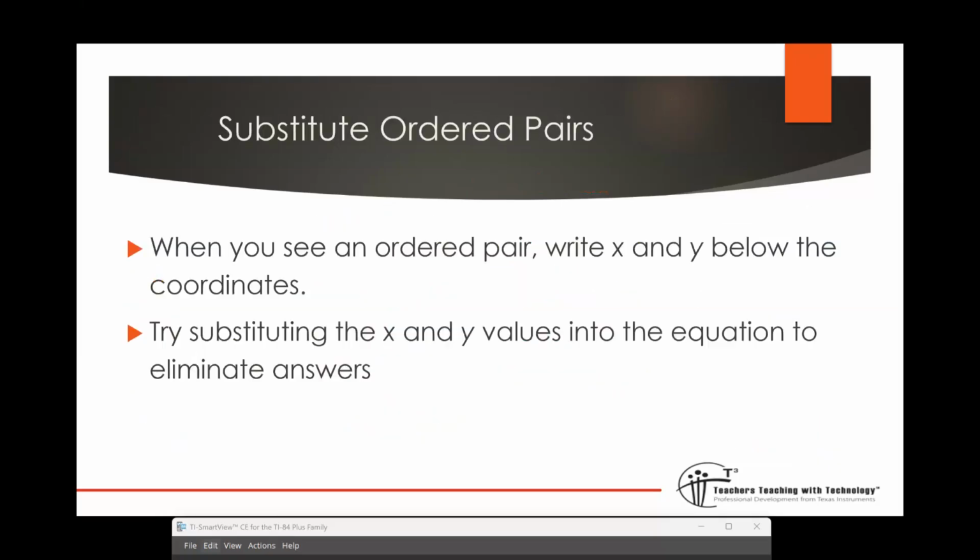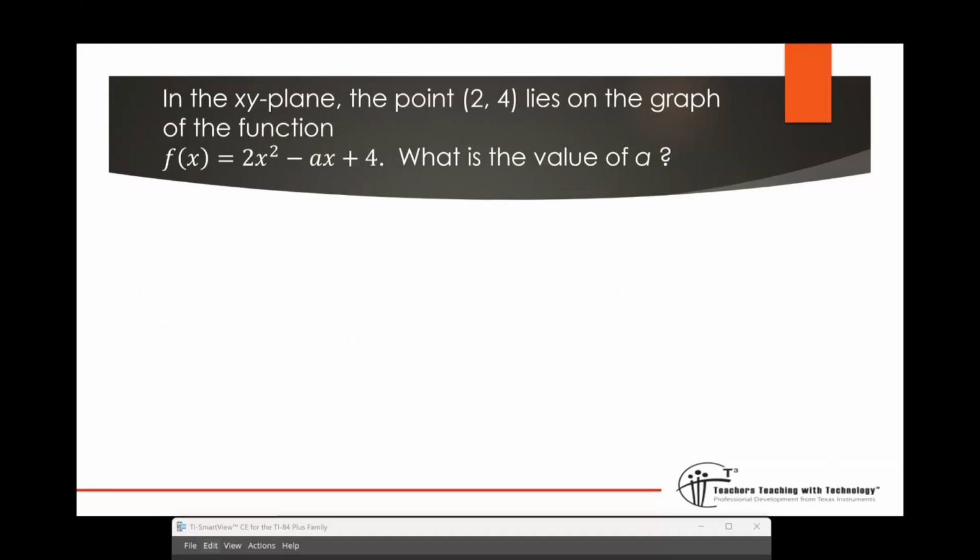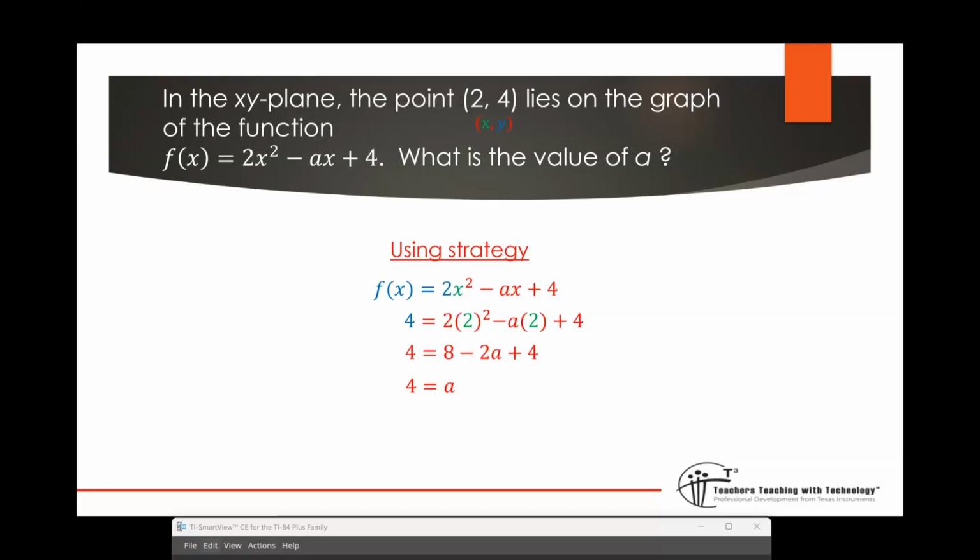So another one of substituting values in is ordered pairs, right? So again, we'll substitute values, but we'll just do it a little differently. In this case, what's the value of A? Okay, gosh, what could A be? There's a lot of ways to go about this, right? But the quick way is to plug a 2 in for the X and a 4 in for the Y value. And now it becomes just a linear problem to solve. A is 4.